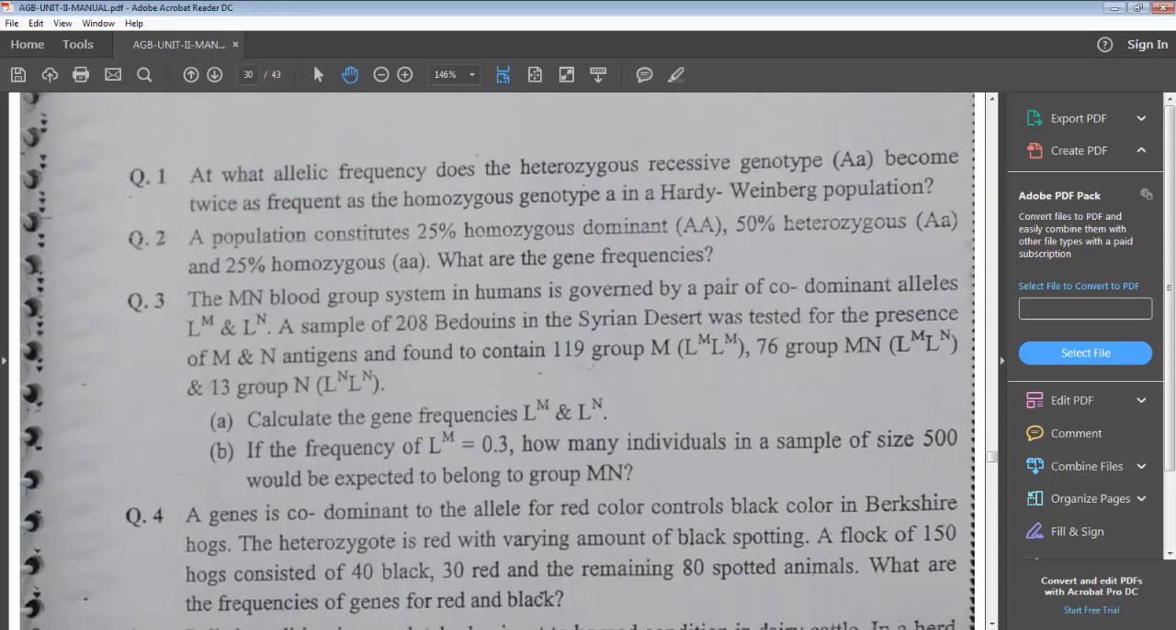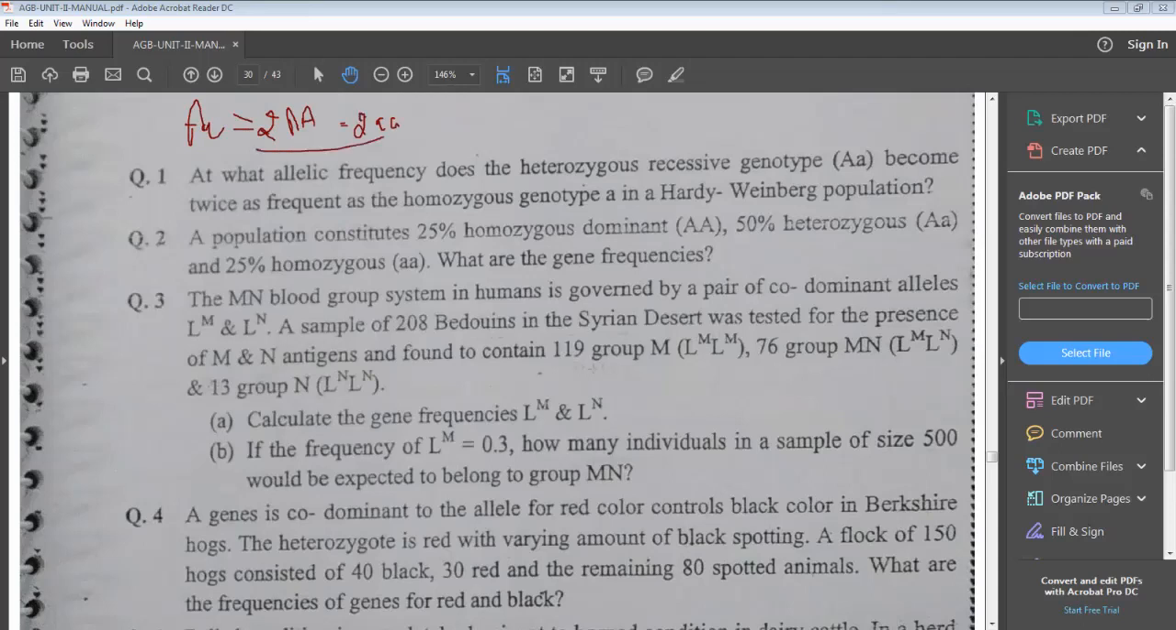At what allelic frequency does the homozygous recessive genotype AA become twice as frequent as the homozygous genotype in the Hardy-Weinberg? Okay, but they are saying that this has to be twice the homozygote. Okay, this or twice of this, small a small.